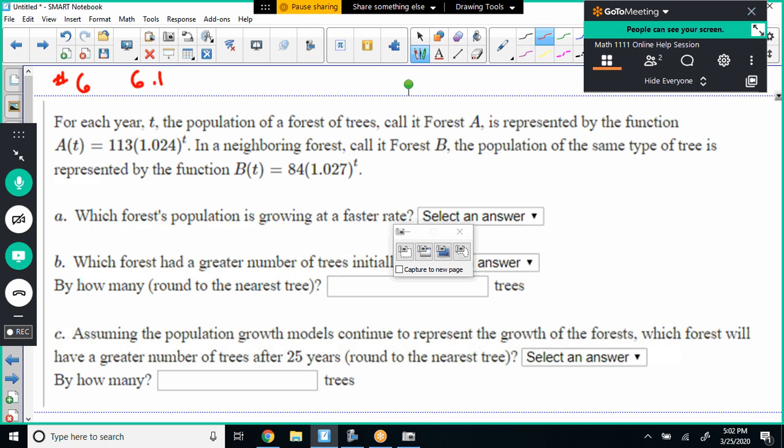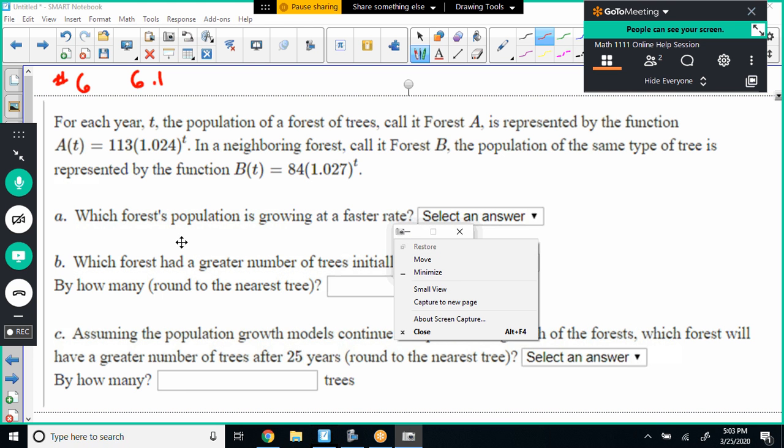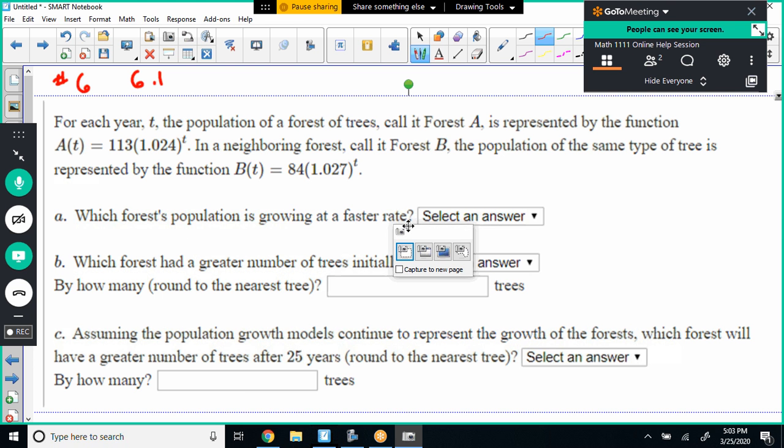This particular problem says, for each year the population of trees in a forest, called forest A, is represented by the function 113 times 1.024 raised to t. In a neighboring forest, let's call it forest B, the population of the same type of tree is represented by 84 times 1.027 raised to t. Which forest population is growing at a faster rate?